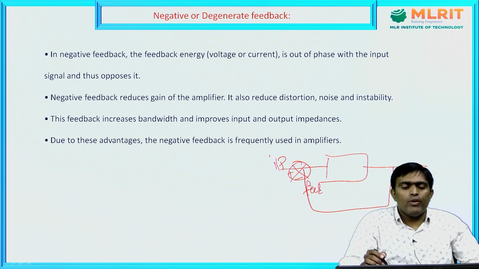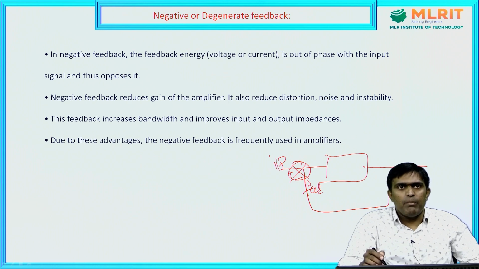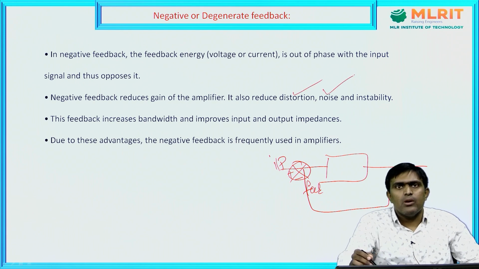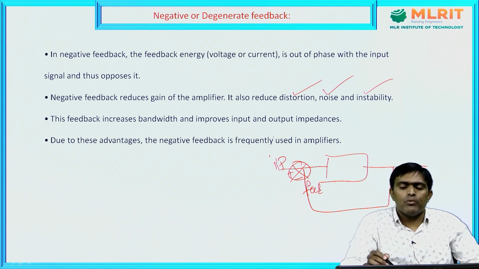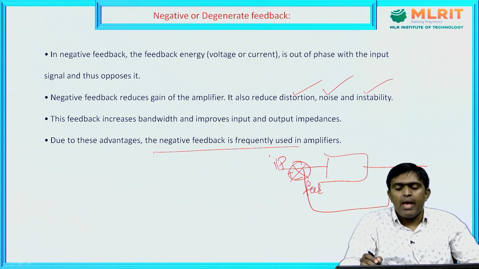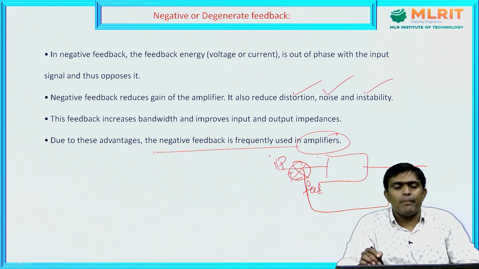Mainly, negative feedback is used in amplifiers. It reduces the gain of the amplifier, and as the gain reduces, it also reduces distortion, noise and instability of the signal. Moreover, it increases the bandwidth, and hence we can improve the input and output impedances. Due to these advantages, negative or degenerative feedback is mainly used in amplifiers.